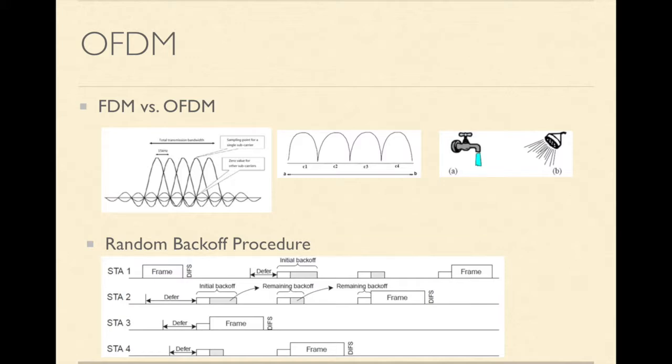In this water faucet analogy, we can see the differences between FDMA and OFDM. Suppose we put a finger over the outlet of the faucet. It is easier to stop the water flow in this FDM faucet, which is on the left-hand side. However, it is almost impossible to stop the water flow of the OFDM shower faucet on the right.